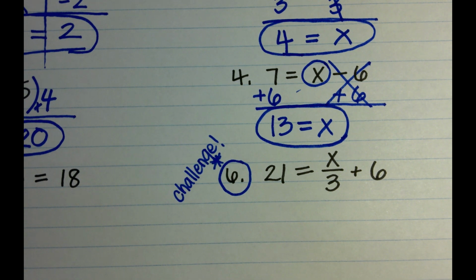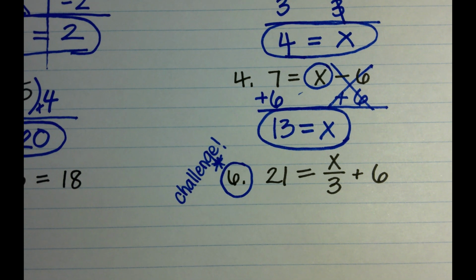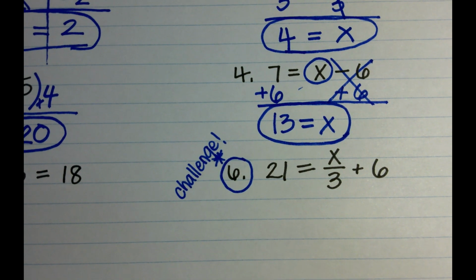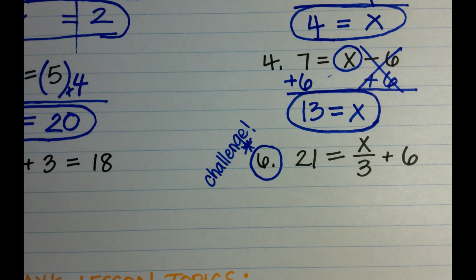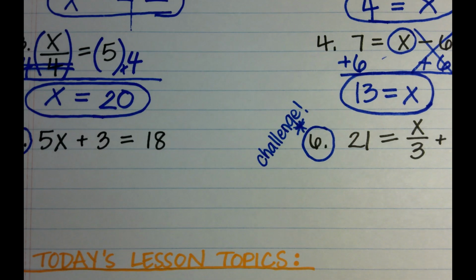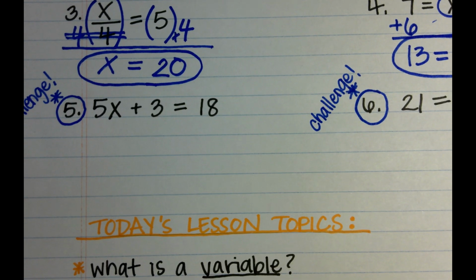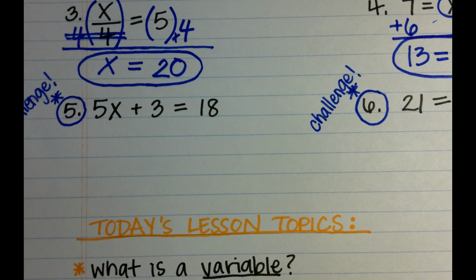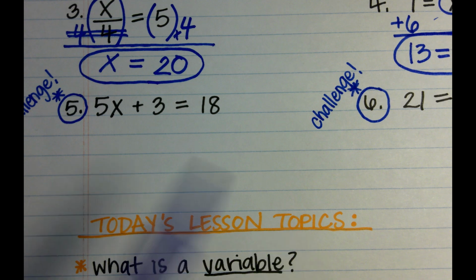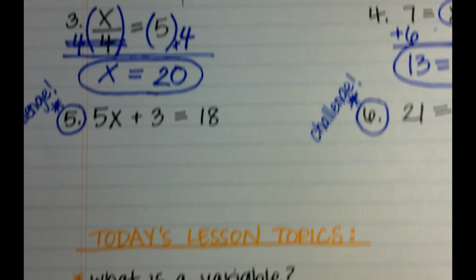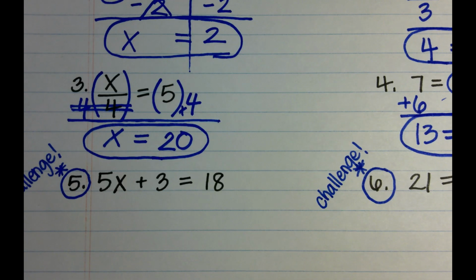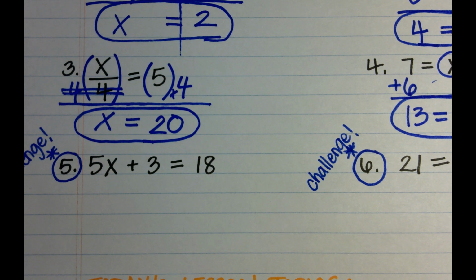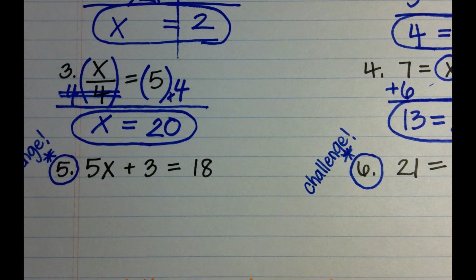Any questions about number 4? Okay. We ready for 5 and 6? These are the tricky ones, so don't beat yourself up if you got any of them wrong, especially number 5 and 6. Numbers 1 through 4 are what we call one-step equations. You just have to do one thing and you've solved it.